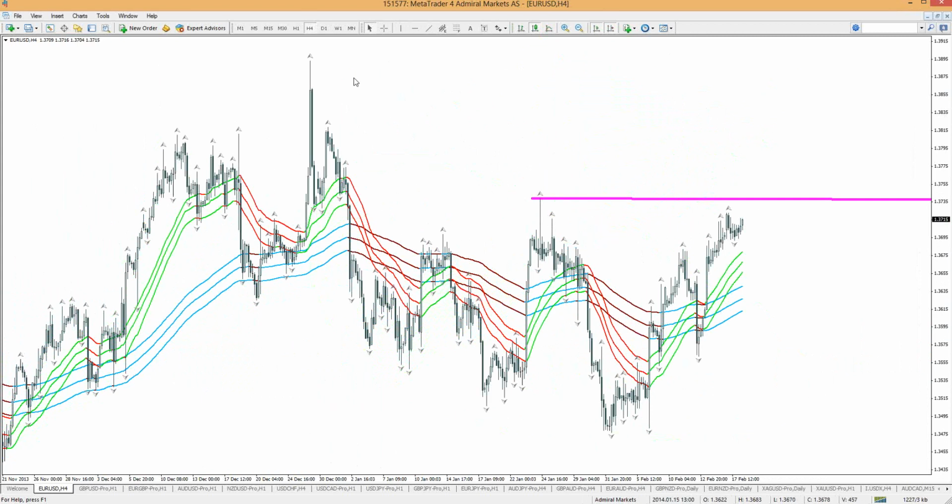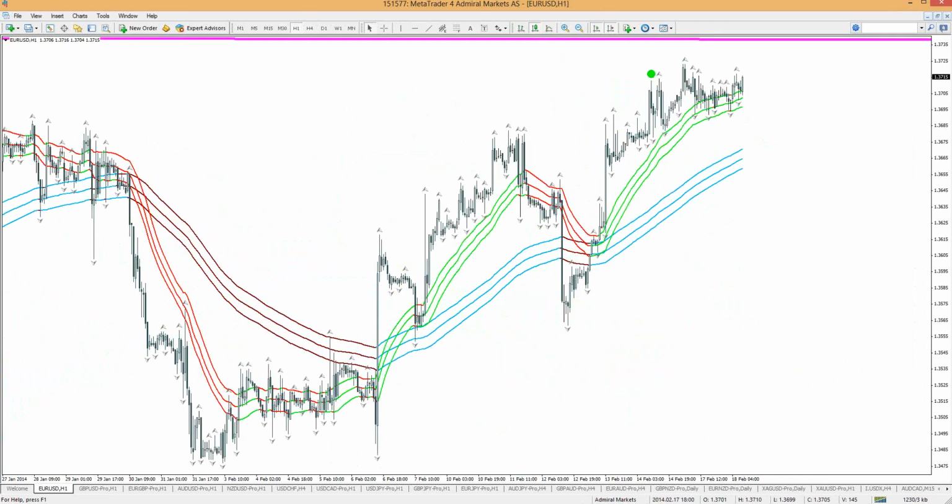On this euro dollar, let's take a look at the hourly. Hourly is moving up. There's a small range maybe in this area right in here. So let's take a look at that on the 15.